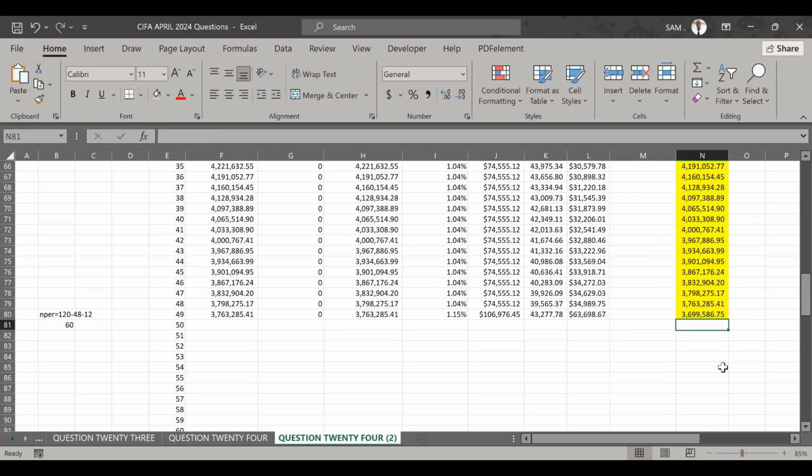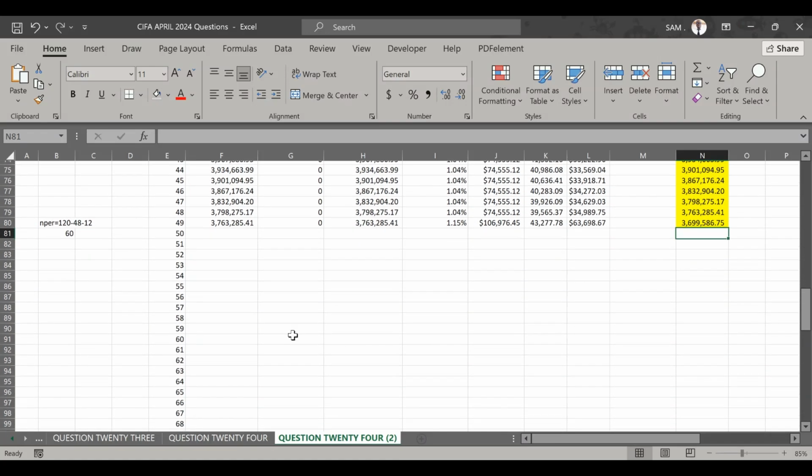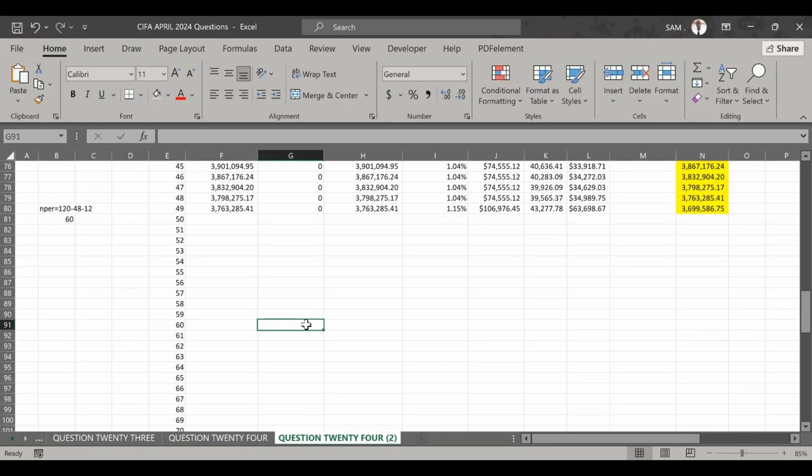In this case, I'm having a closing balance of 3,699,586.75. Good. Now, is there anything that is changing from month 49? Let us see the next nearest adjustment.